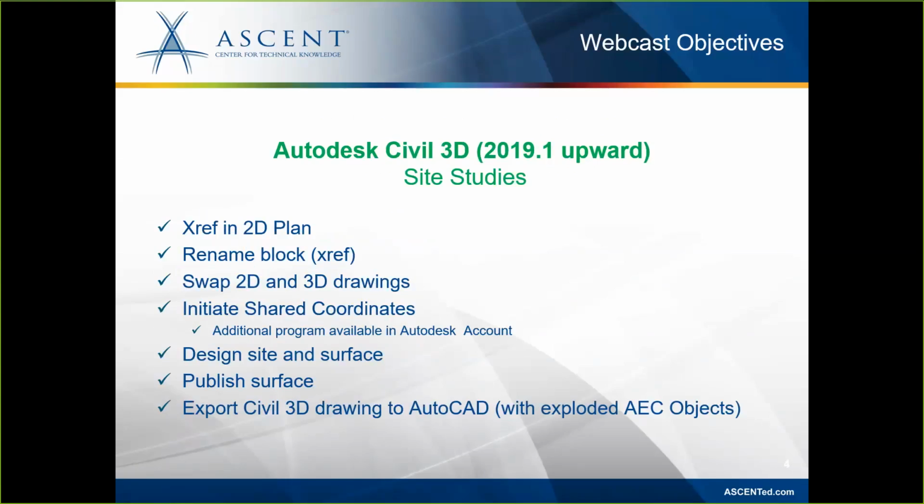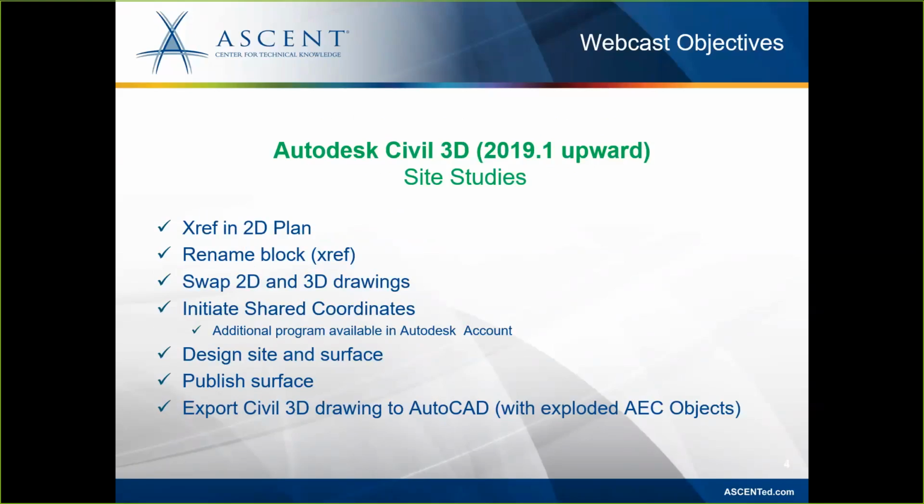And then we're going to initiate the shared coordinates, and that is the additional program that's available in your Autodesk account website, and that is the one that is not yet available for 2020, and therefore I'm working with 2019. And then the site designer is going to establish the surface. They're going to design the site, and then they can publish that surface up into the cloud, into BIM 360.